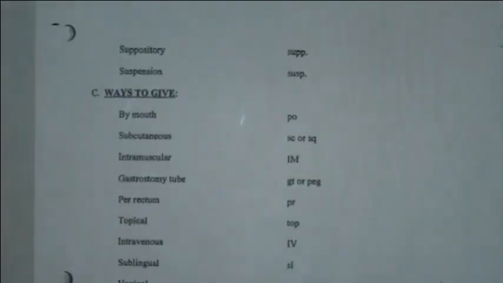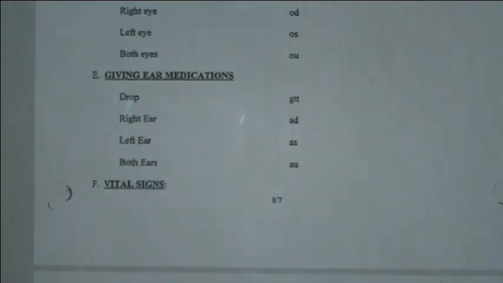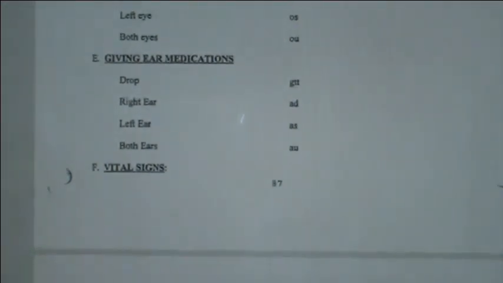Let's go to some other ones. So just, you know, on your own, try to understand some of these abbreviations. This is the eye abbreviations that I was talking about. GTT means a drop. OD is right eye, OS is left eye, OU, both eyes, and so on.